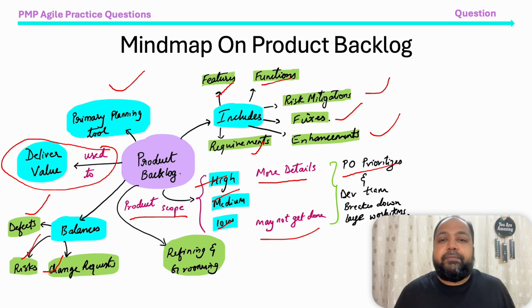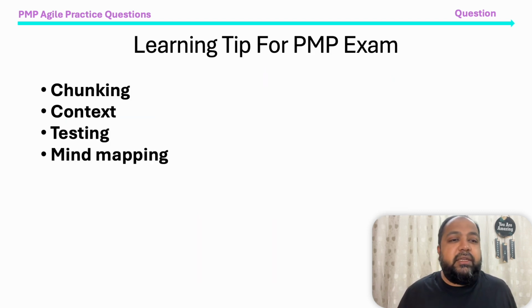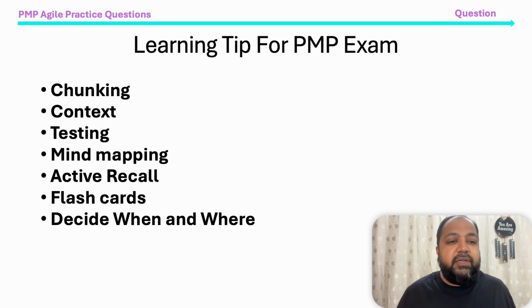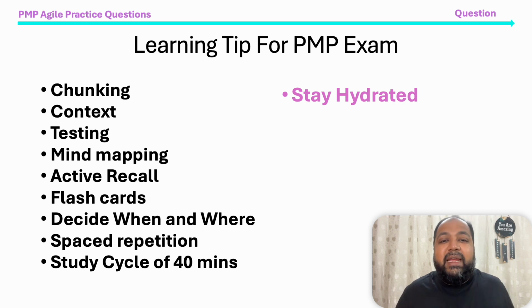Next one. Let's share your learning tip. So we covered chunking, contexting, testing, mind mapping, active recall, flashcards in the previous videos, decide when and where. I hope you have decided when and where you want to sit and study for the PMP certification examination. Put a note in the comment section where you have decided to sit and study. Spaced repetition, study cycle 40 minutes. And then today, the tip is stay hydrated.